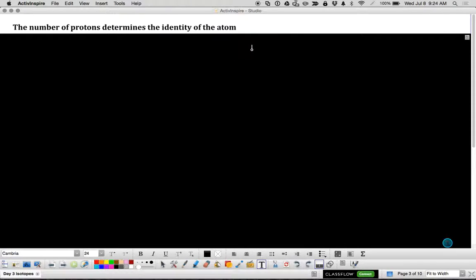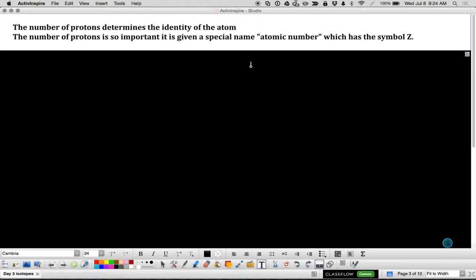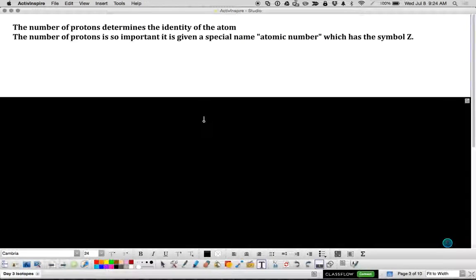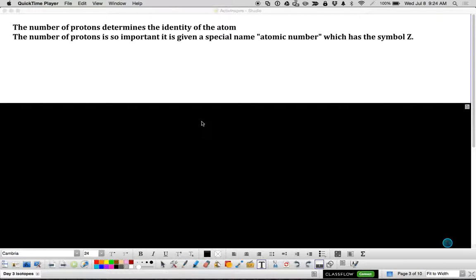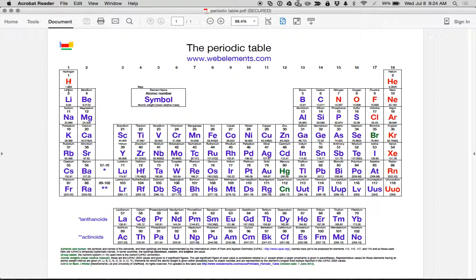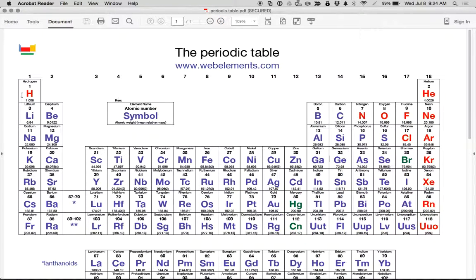So the number of protons determines the identity of an atom. It's so important that it's given a special name. It is the atomic number, and that has the symbol Z. Let's look at our periodic table. Here I see the atomic number is this number in the periodic table. And if you're looking closely, you can see that the periodic table is actually arranged in terms of increasing atomic number. So it is very important.